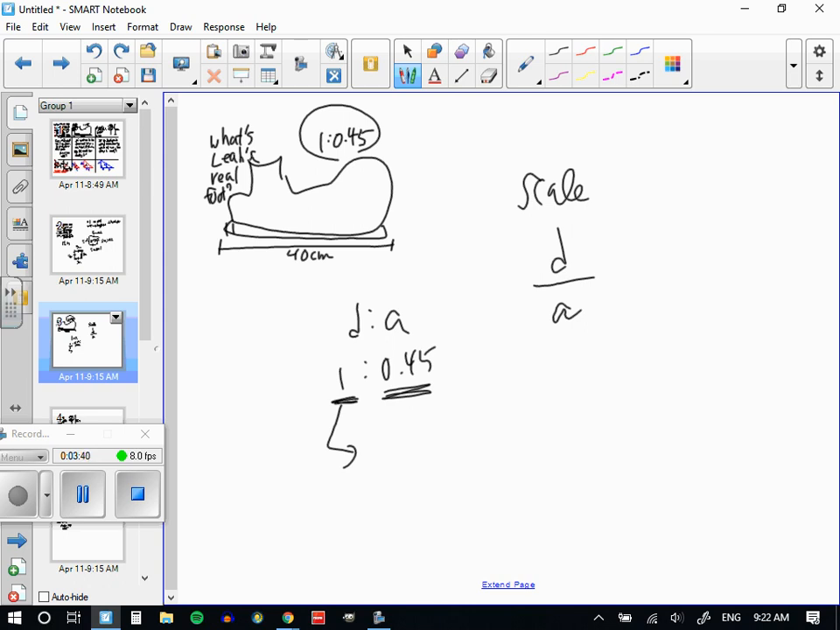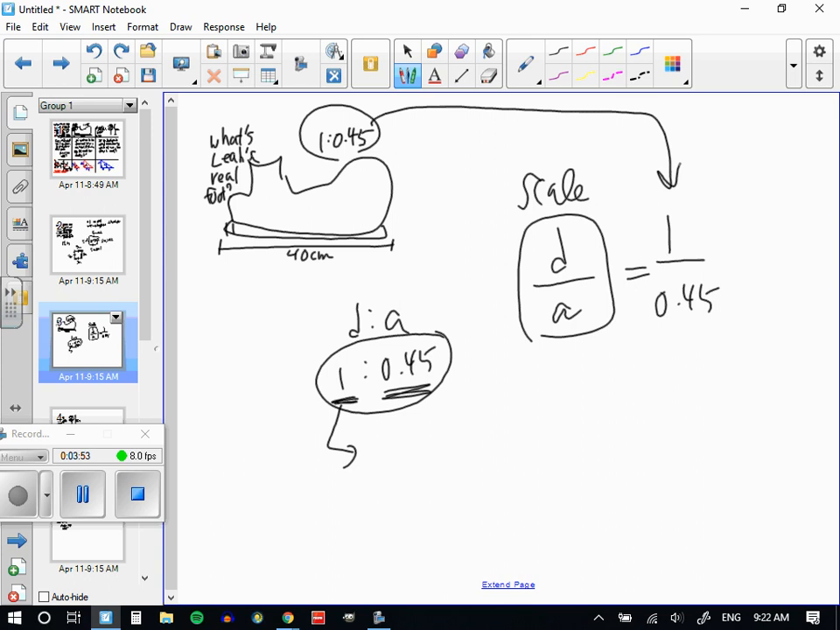So I'm going to always put this as my starting point. I'm going to remind myself that scale is D over A. And then what I'm going to do is redraw this one as 1 over 0.45, because this scale and this scale are the exact same thing. Then I'm going to set it up as a proportion, which is an equivalency to another ratio of two things. If this is the drawing, then I know the drawing of her foot is 40 centimeters. And the question says, what is her real foot? So I don't know it, so I'm going to put an X there.